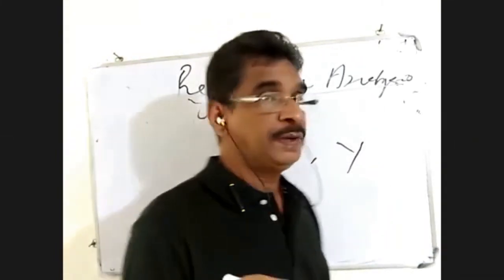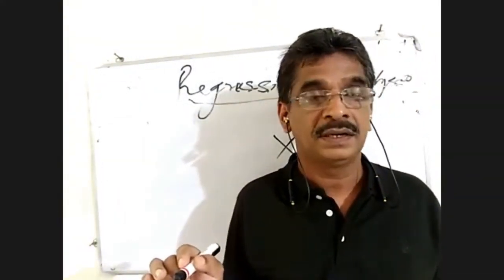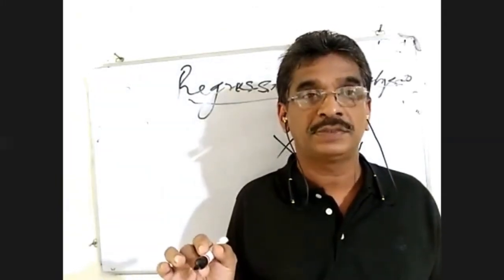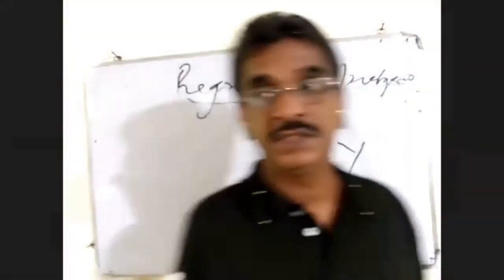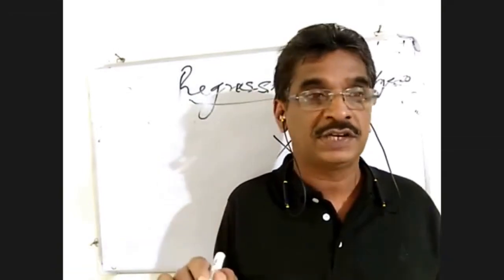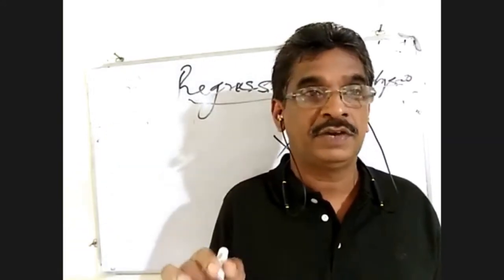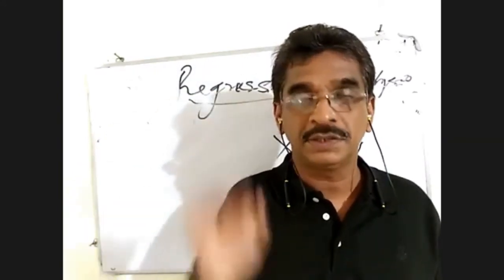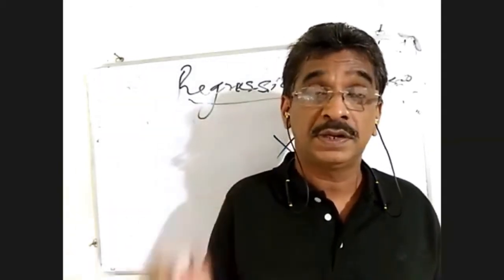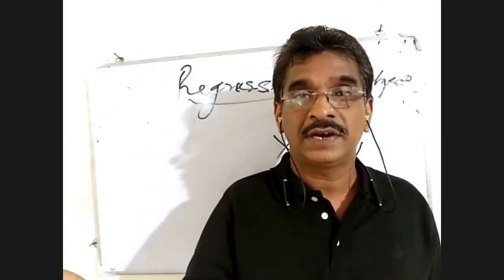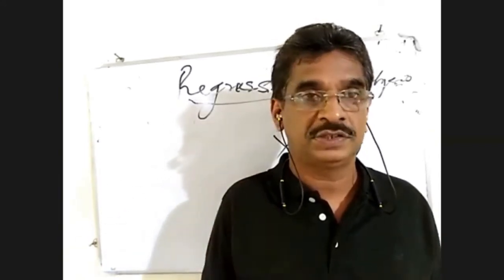Independent variable means, for a simple example, sale depends on advertisement. Sales and advertisement: which is the dependent variable, sales or advertisement? Sales is the dependent variable and advertisement is the independent variable, because as advertisement increases, sales also increase. So sales is dependent on advertisement.